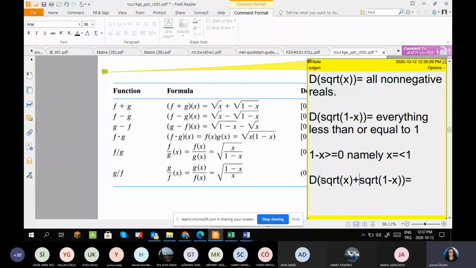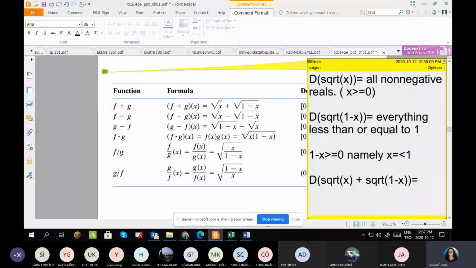This plus that. What's the domain of the sum of the two functions? It is the intersection of the two. So this is all non-negative reals. What does it mean? X is greater than or equal to 0. That's what it means.